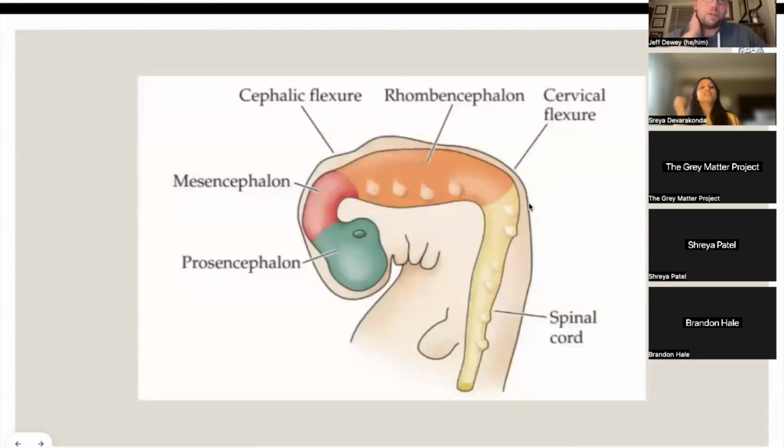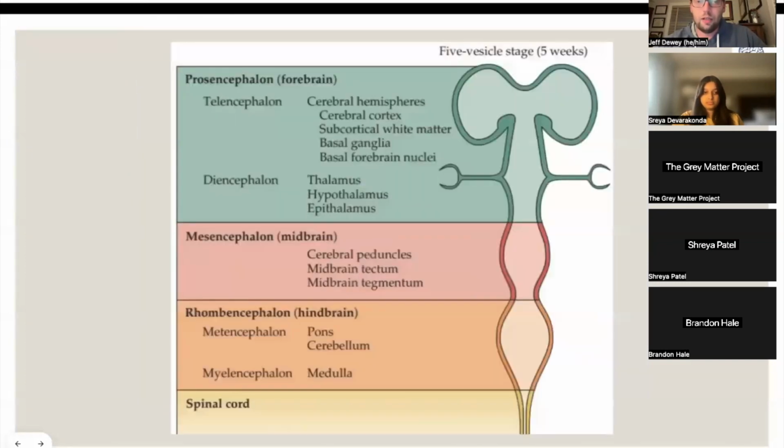So this is a picture of an early stage embryo, and this is where these names come from. In an early stage embryo, the nervous system is really broken down into pretty basic parts. There's something called the prosencephalon, then there's the mesencephalon, then there's the rhombencephalon, and then there's the spinal cord. And what these eventually develop into is what we see in the brain and spinal cord in later individuals.